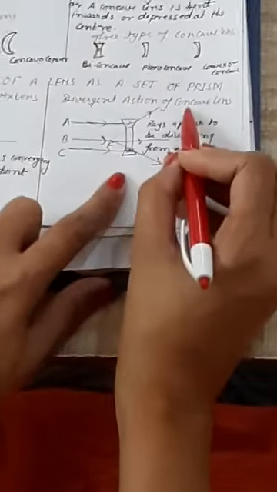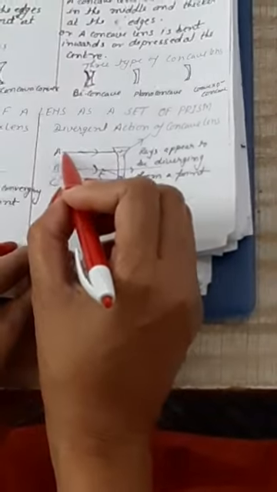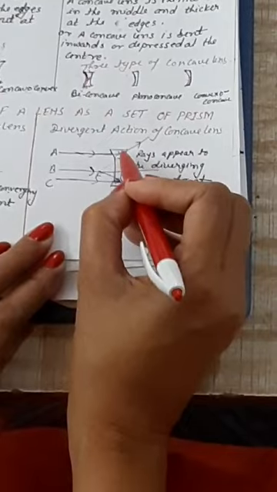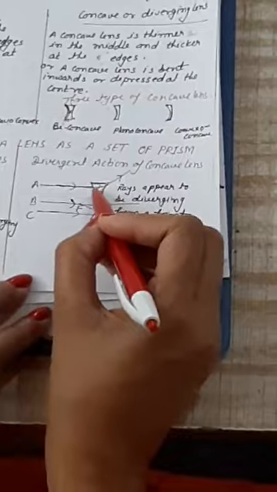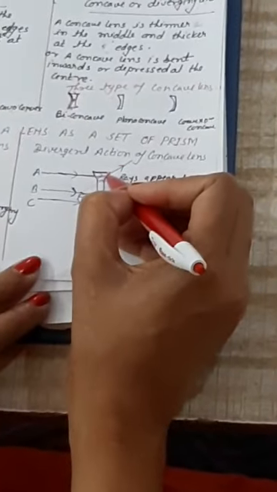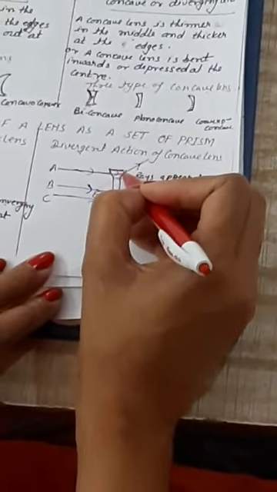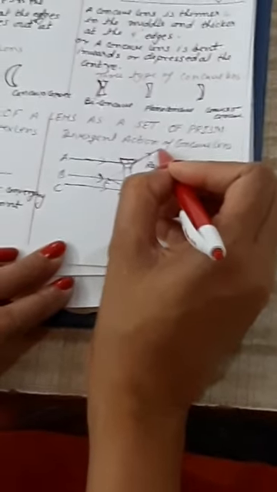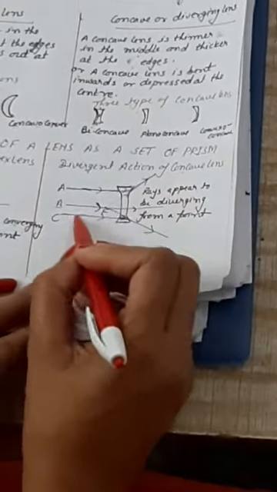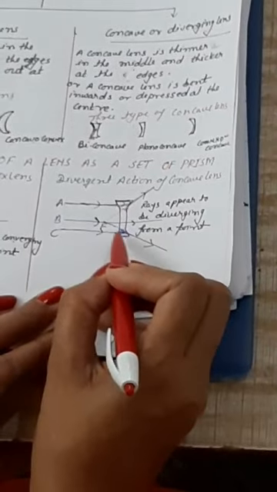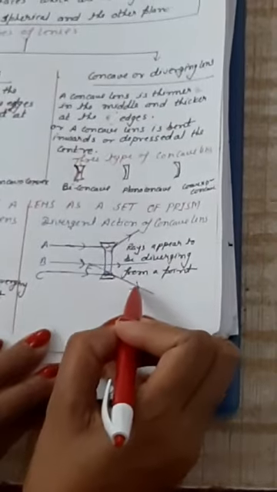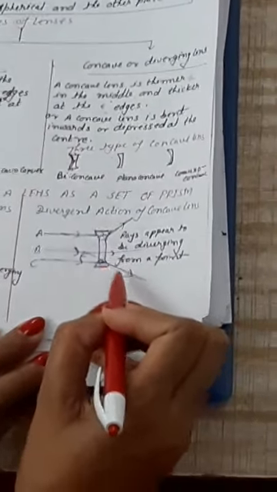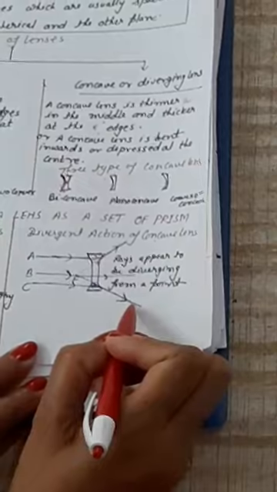Now concave lens. See, when the ray of light is incident on this first surface, look at this prism, and the base is this. So we have already learned this. After refraction, the ray of light bends towards the base. Same way here, when the ray of light is incident on this surface and the base is this side, after refraction the ray of light is bending away, towards the base.